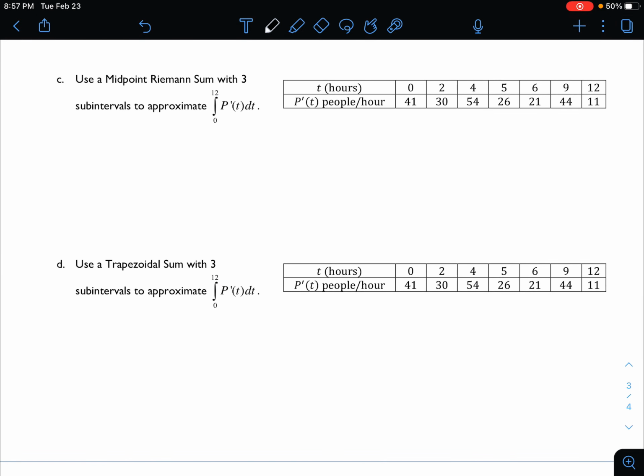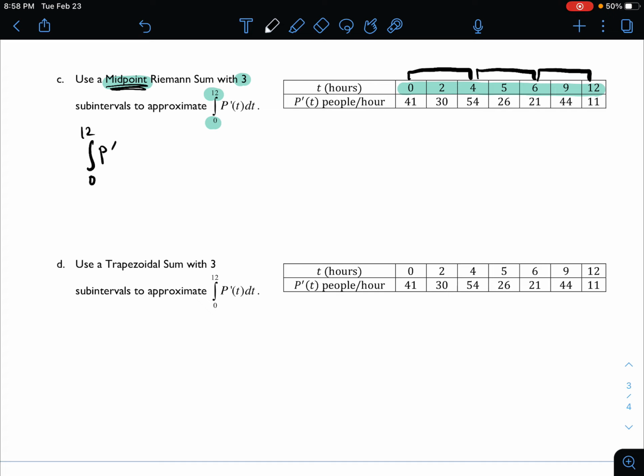Part C asks us to find a midpoint Riemann sum with 3 subintervals. And we're going from 0 to 12, so all the way from 0 to 12, and it says 3 subintervals. Now again, don't worry about these being split up evenly. We have to split them up though so that we have a middle point. So from 0 to 4, my middle point is 2. From 4 to 6, my middle point is 5. From 6 to 12, my middle point is 9.